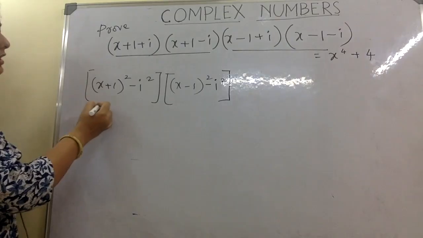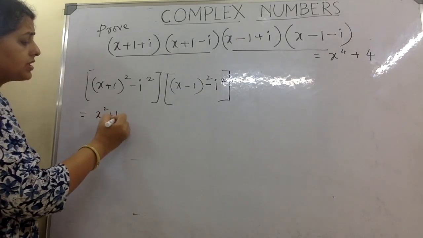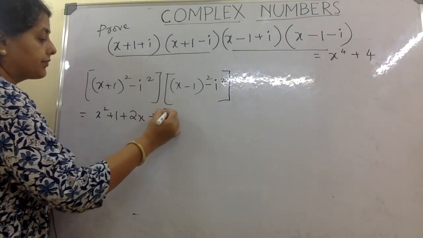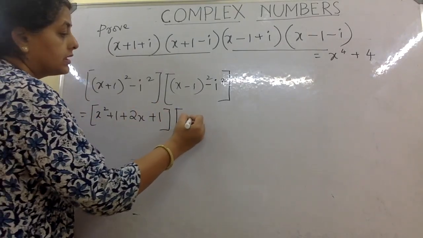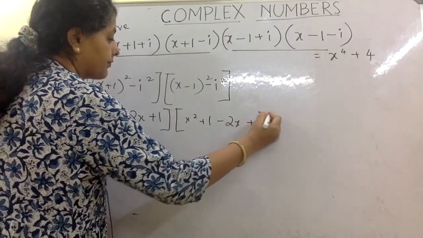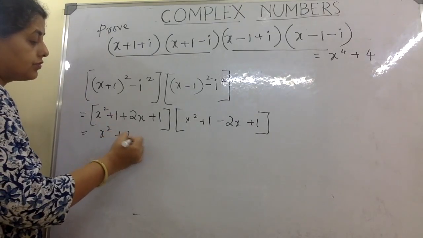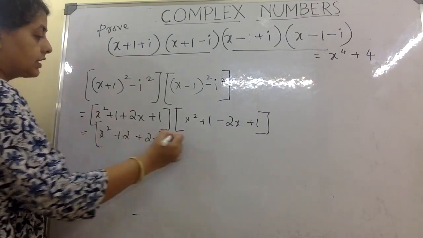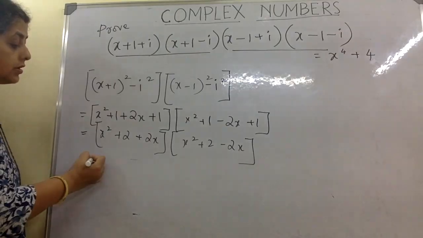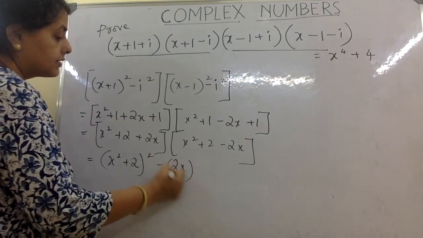Okay, so now I'll work on this. So x square, a square plus b square plus 2ab minus 1. So it is a plus 1. Now a square plus b square minus 2ab minus 1 plus 1. If I rearrange it a little bit, plus 2x and minus 2x. So x square plus 2 square minus 2x square.